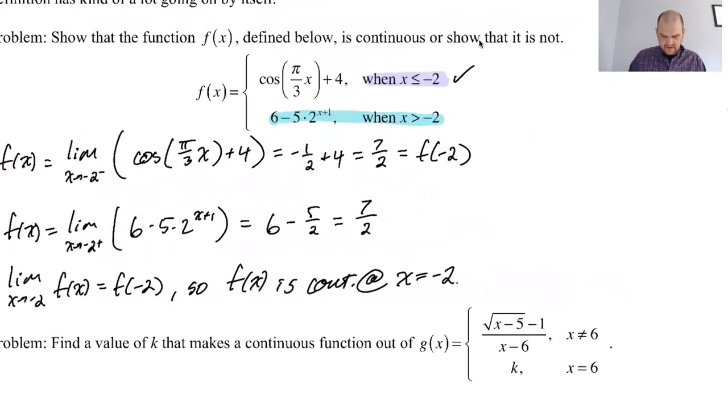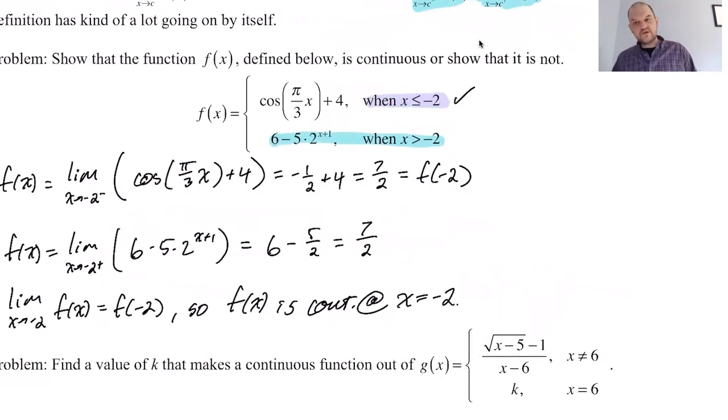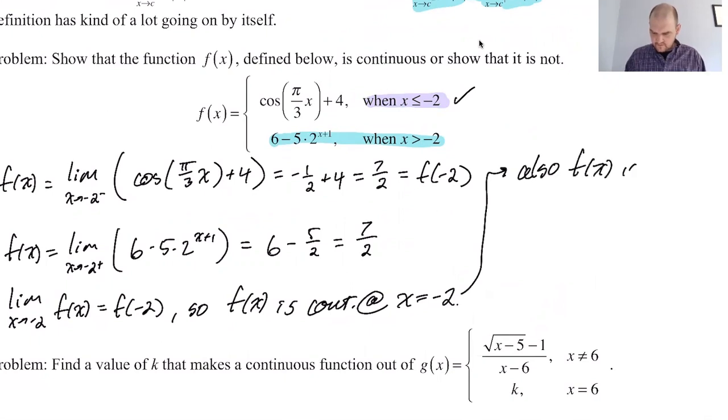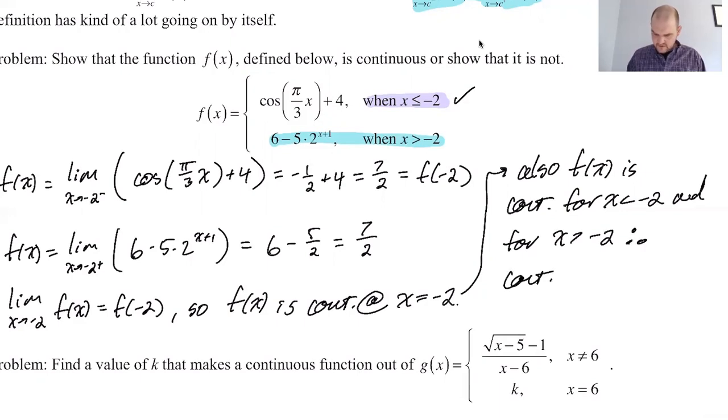So I'm gonna say it's definitely continuous from negative infinity to -2. Definitely continuous from -2 to infinity. So I'll say also f of x is continuous for x less than -2 and for x greater than -2. Therefore, continuous for all x. So why did I do that?